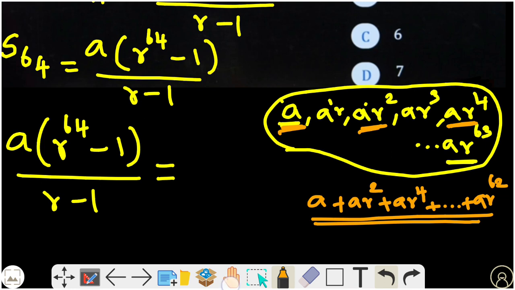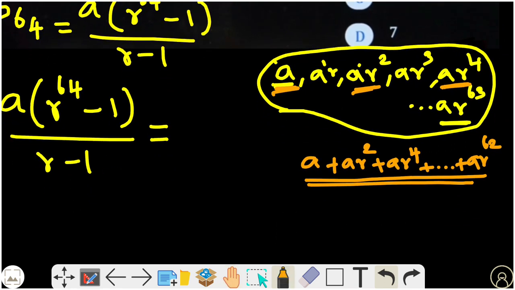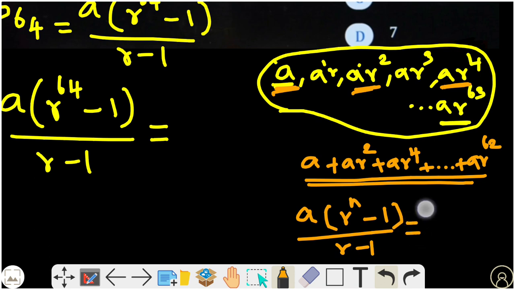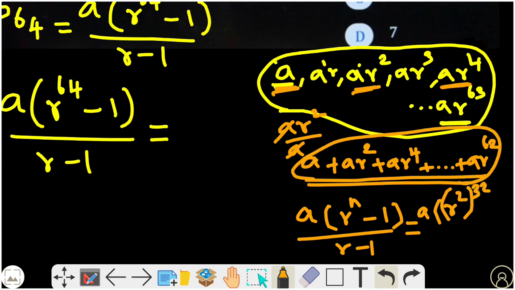Now again we have to calculate Sn, this time for the sum of odd terms only. So again we have a formula: a into r power n minus 1 divided by r minus 1. Here a is still the same, and we have to calculate r. r means second term divided by first term, so a cancels, so r square. How many terms are there? 32 terms. So I put r square power 32 minus 1 divided by r square minus 1.